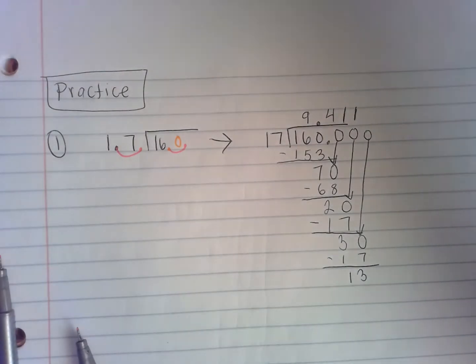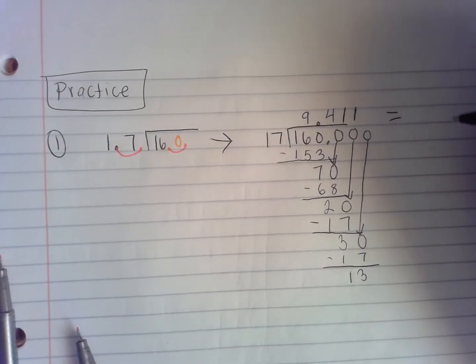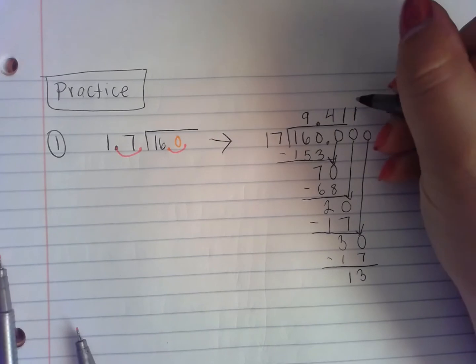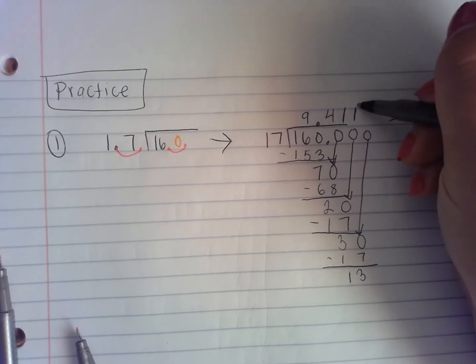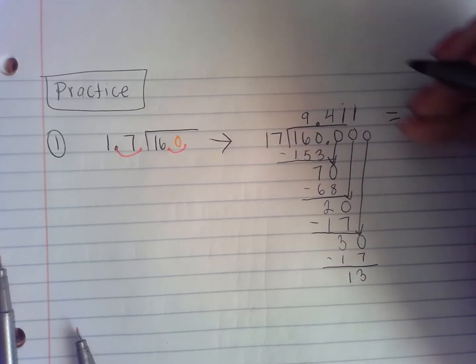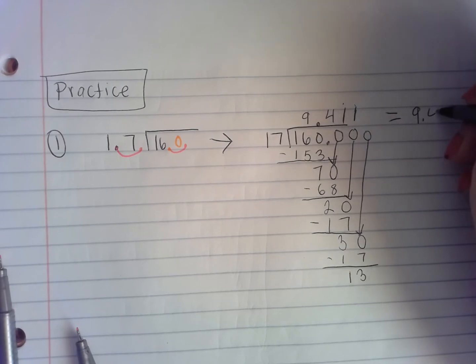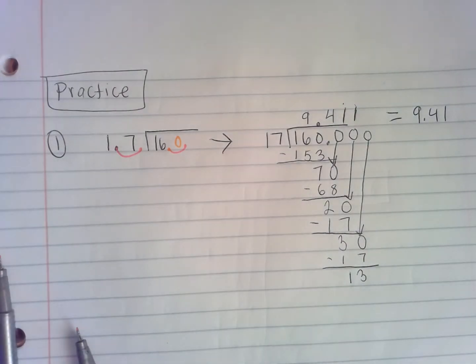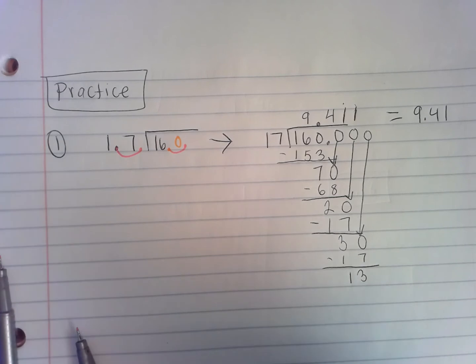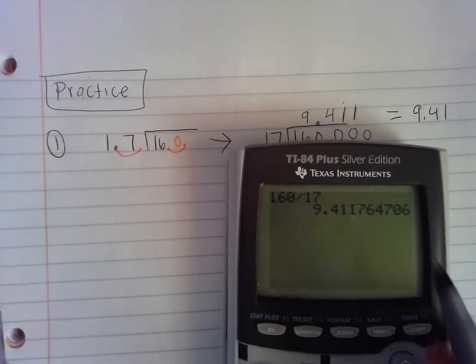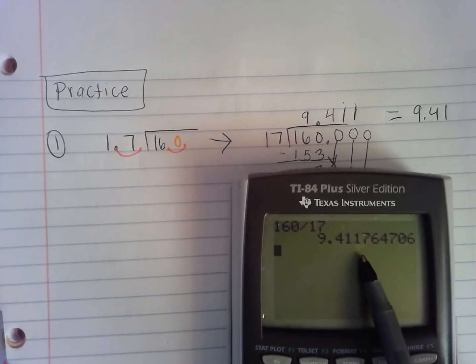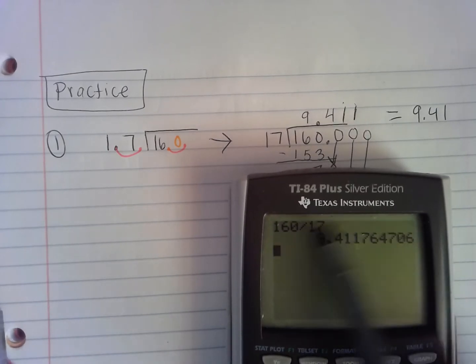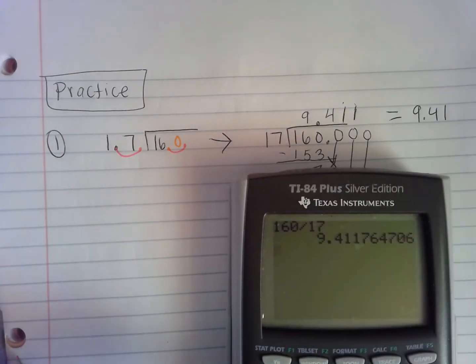So in order to avoid the endless decimal, we'll just round it to the hundredths place, meaning that this number won't change my hundredths. So my answer is going to be 9.41. And if you use a calculator, we'll say 160 divided by 17. It says 9.4117. So eventually we would get all these numbers if we continued on the long division.